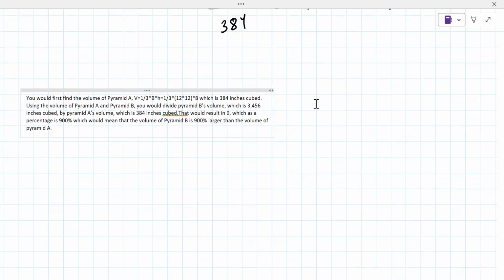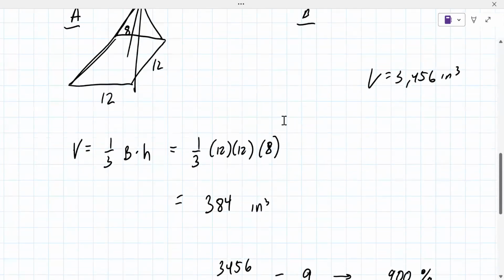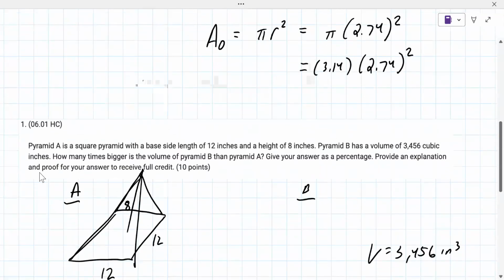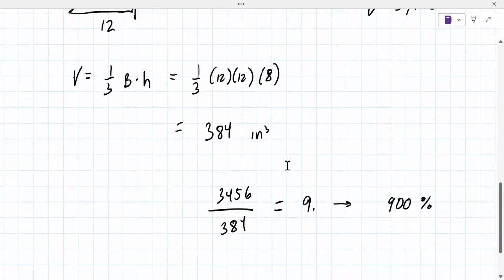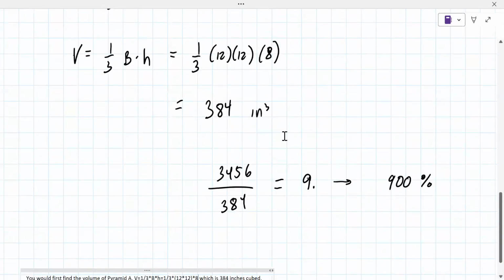Oh wait. It says an explanation and a proof. I don't think it means a proof. The proof just means you can't just give the answer. Oh, like that. I thought they meant like the proof that we did in the first one. Yeah, all right, that makes sense. Let me quickly type this in.